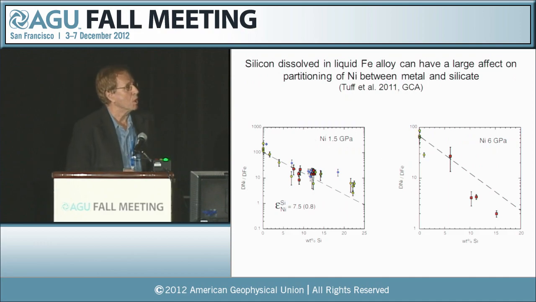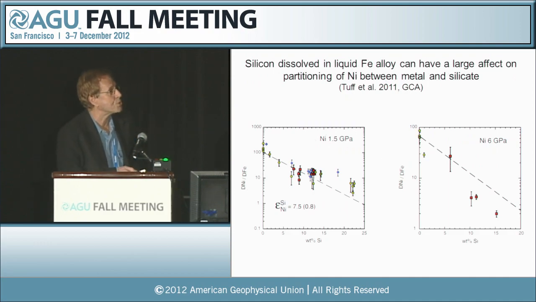Okay, well, Bernie Wood has been working on these systems for quite a few years. So here are some results from a publication from his group in 2011, and this shows the effect of silicon dissolved in the iron alloy on the partition coefficient of nickel. So we have weight percent silicon here up to 25 weight percent. Here's the metal-silicate partition coefficient for nickel, normalized to the partition coefficient for iron, which removes the oxygen fugacity dependence. And we can see that there's a very large effect. If we have 10 weight percent silicon in the metal, the partition coefficient is reduced by almost 1 order of magnitude. So this is at 1.5 GPa.